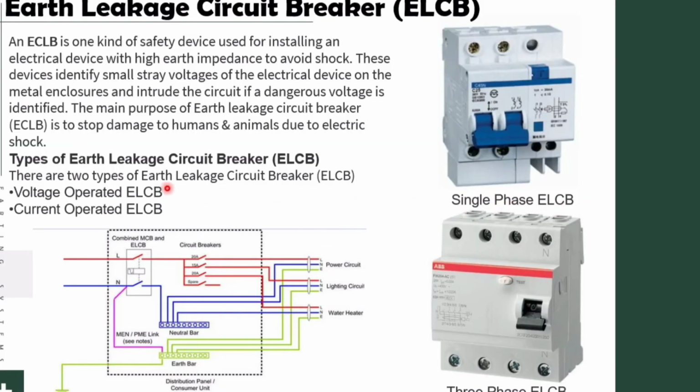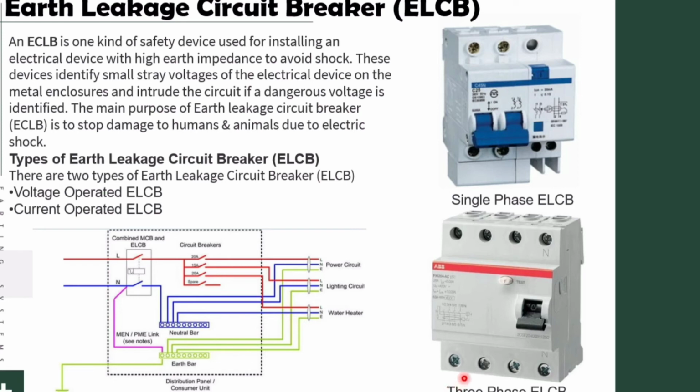And here there are two types of earth leak circuit breaker. The first is called the voltage operated ELCB, and the second is called the current operated ELCB. See here this picture for the single phase ELCB. This is for line, here neutral, and here the earth connection. It is the same as a relay. If any current moves through the earth, it will be converted to the relay and cut down the circuit.